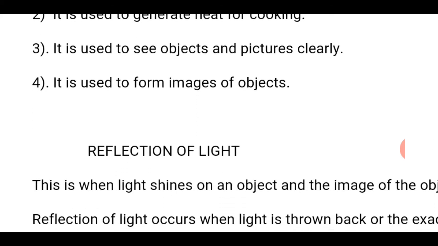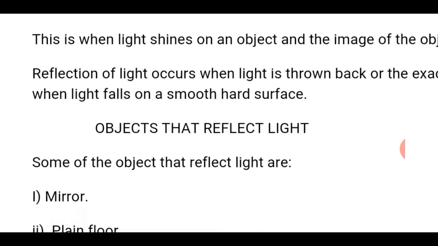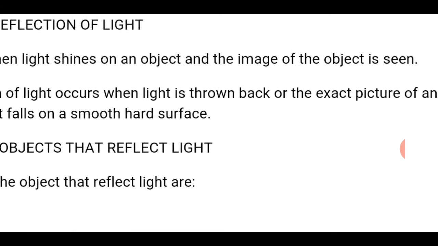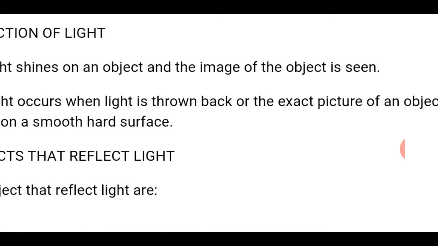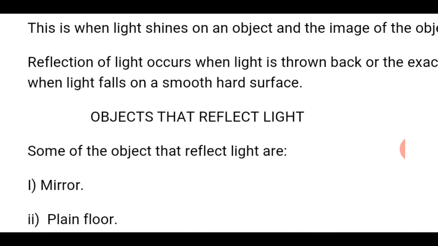So the next one is reflection of light. What is the meaning of reflection of light? Reflection of light is when light shines on an object and the image of the object is seen. When there is no light, you just believe that something is there, but you do not know what is exactly there. You just take your torchlight and put on the torchlight.